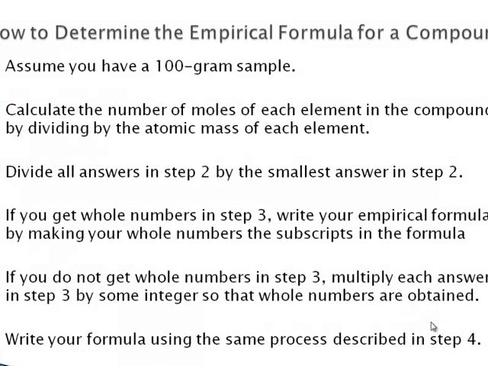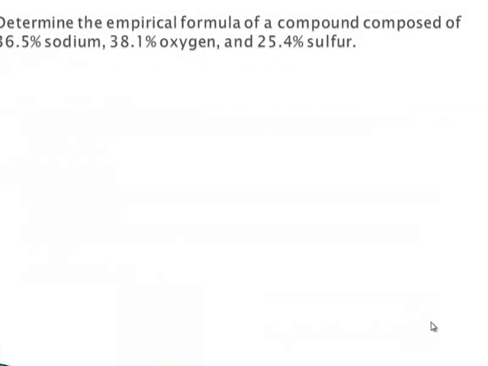Okay, so here's a list of steps, an approach you can use to figure out what the empirical formula is. So here's a problem. Let's say someone had a sample and they sent it to a lab. They wanted to know what was in it. The scientists run this through some expensive analytical equipment, and it comes back and tells them the sample contains 36.5% sodium, 38.1% oxygen, and 25.4% sulfur. Well, in order to figure out the empirical formula, what I have to do is get this to moles, and what I'm dealing with is percentages here.